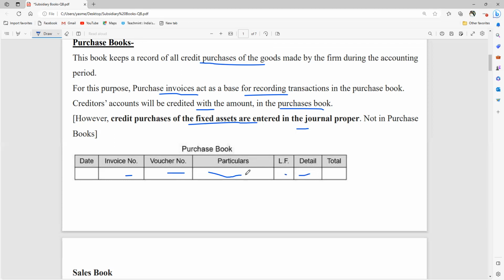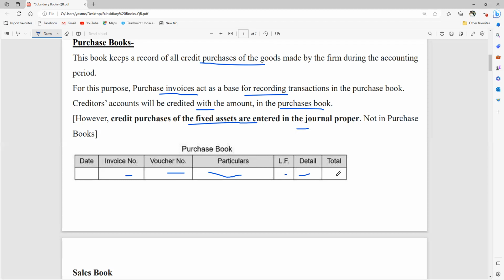Detail here means if, in case of number of units purchased into number of rupees, something like that, that detailed amount we have to write here, and the total of that amount should be written here. Okay, that we will understand when we do the practical problems.